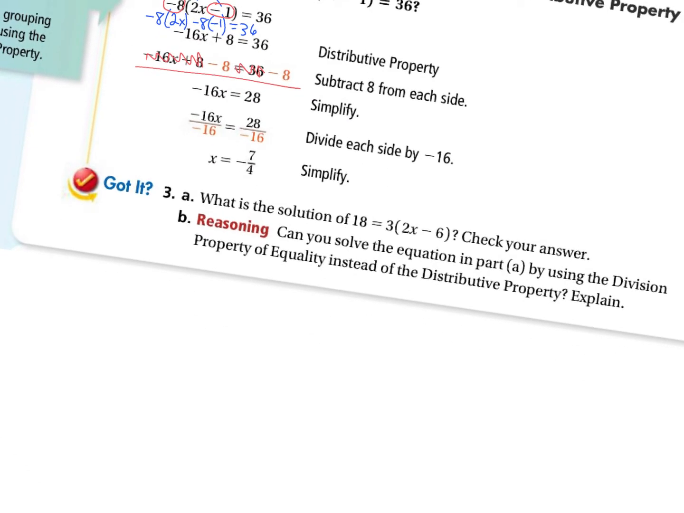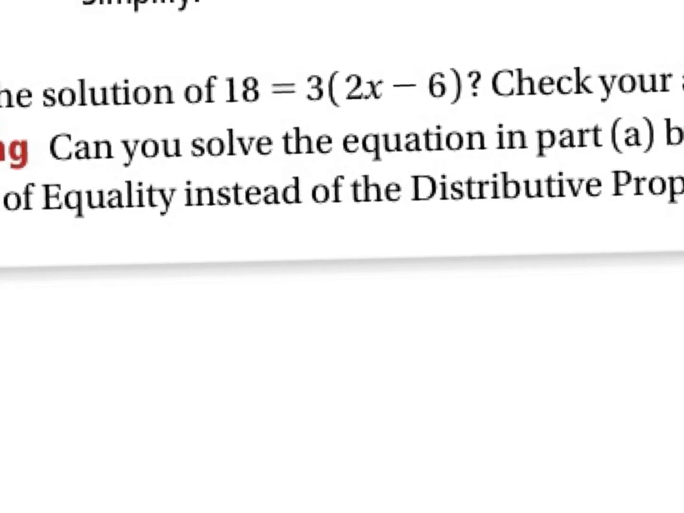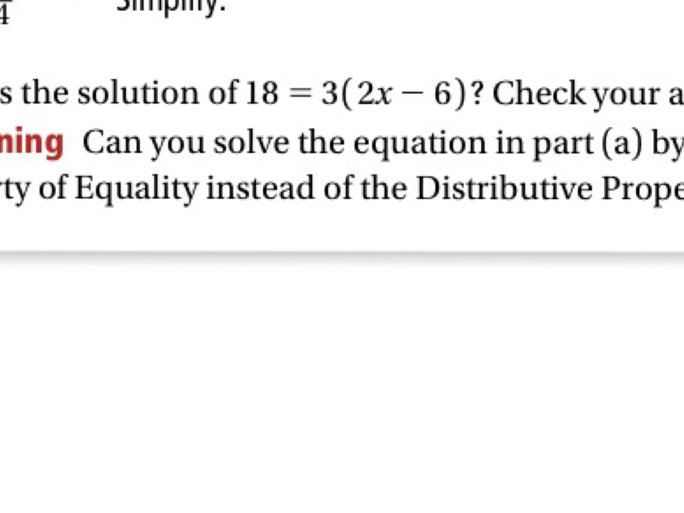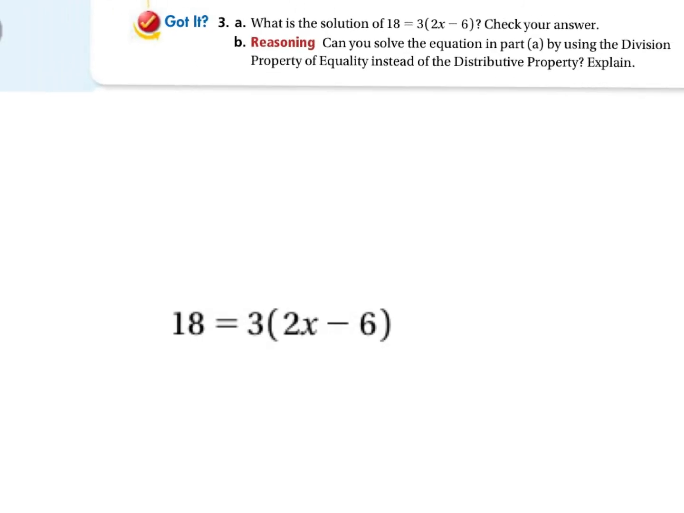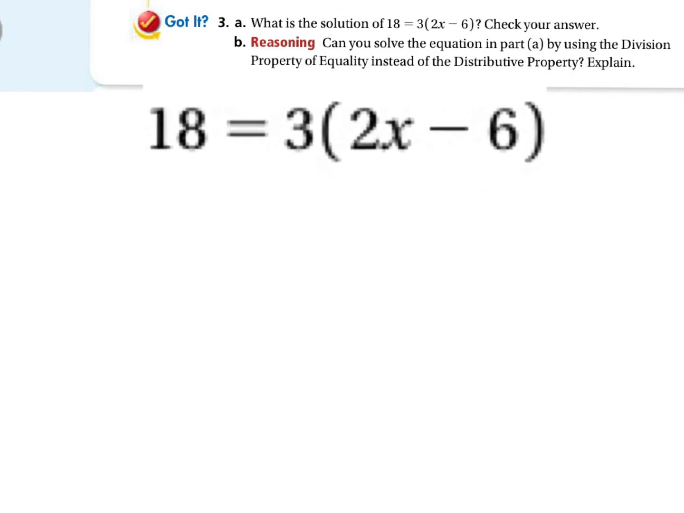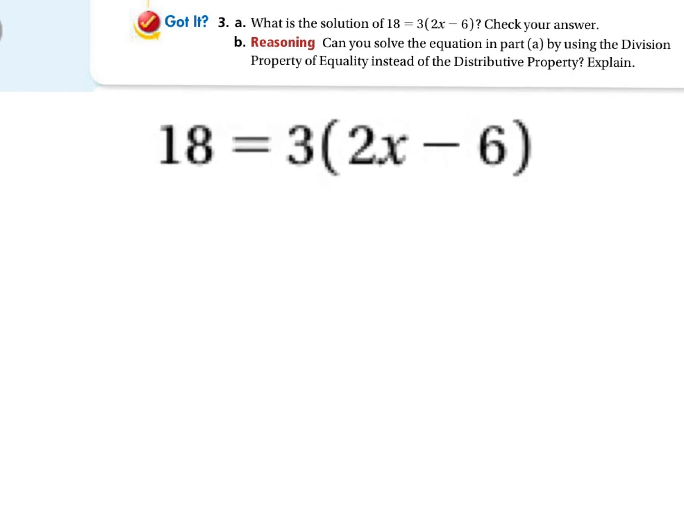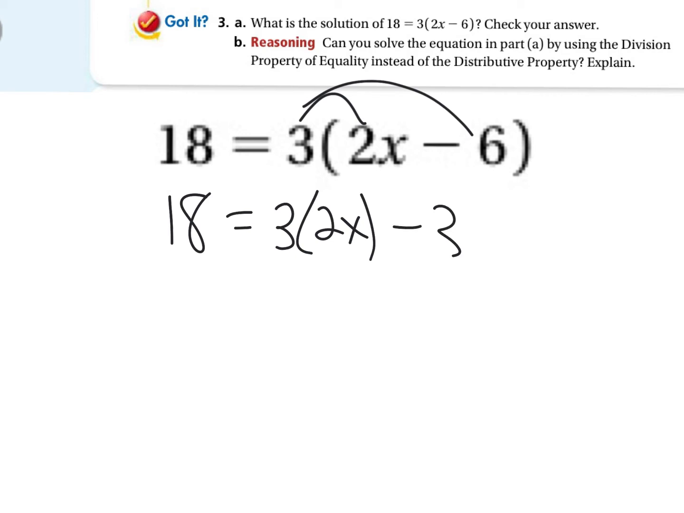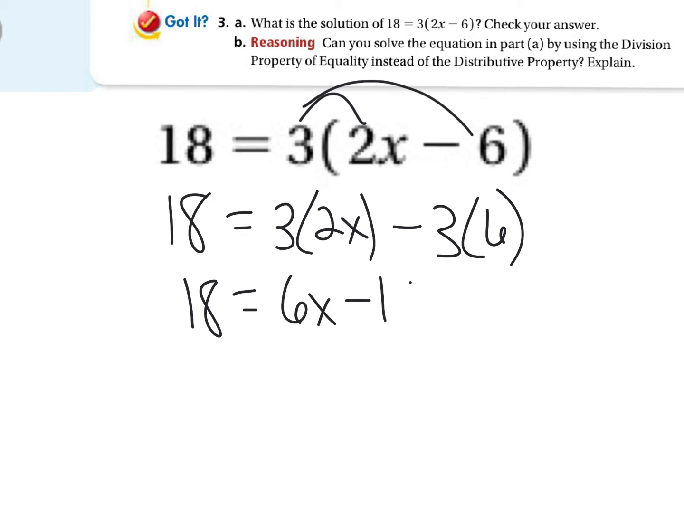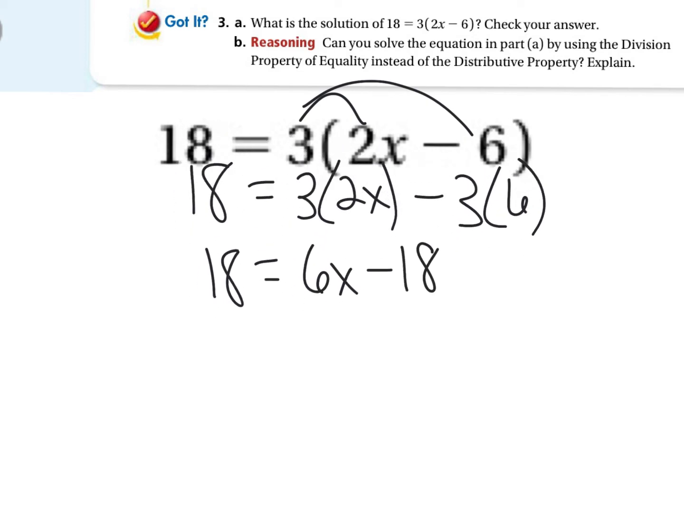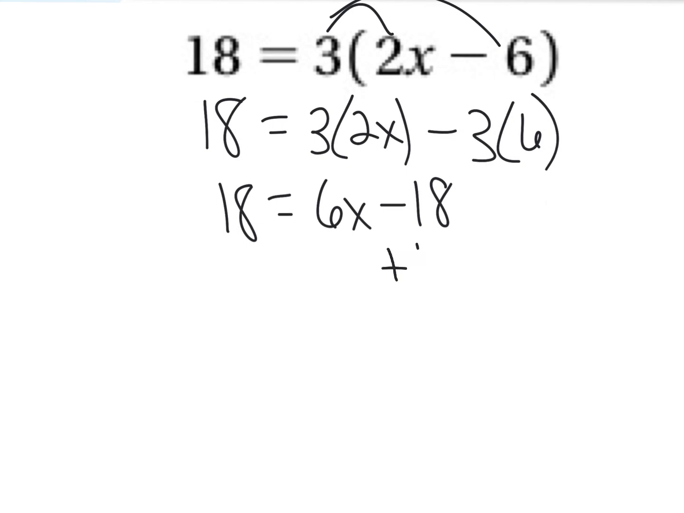So if we look at the Got It 3 Part A, they're wanting us to find the solution for this equation. The first thing on this problem would probably be to go ahead and use the distributive property. So 18 equals 6x minus 18. And now we've got a two-step equation. They're subtracting, so we can add 18.